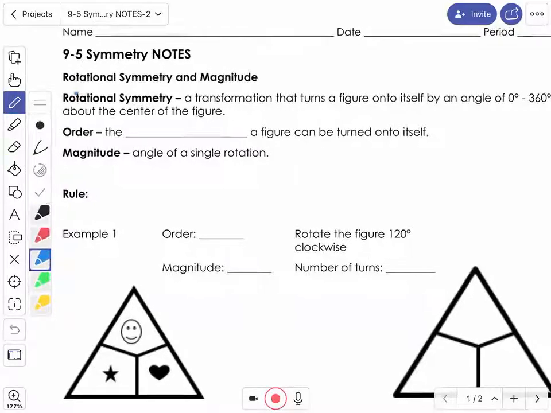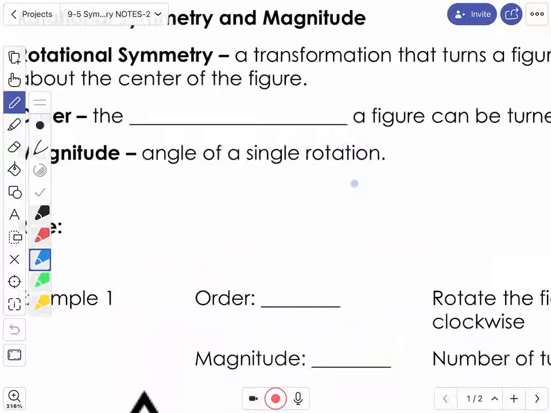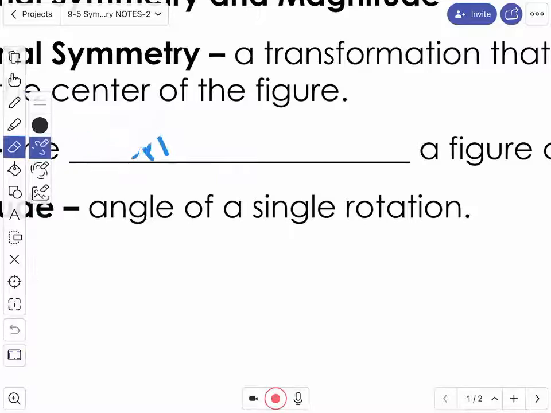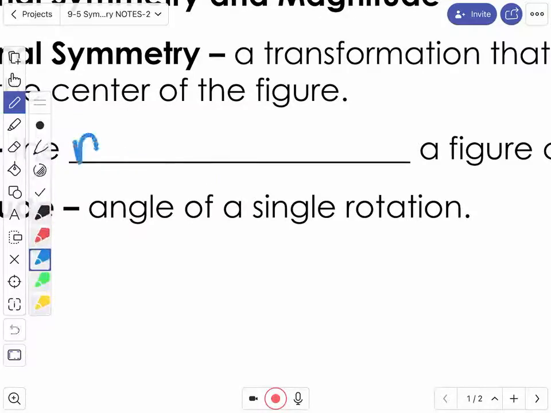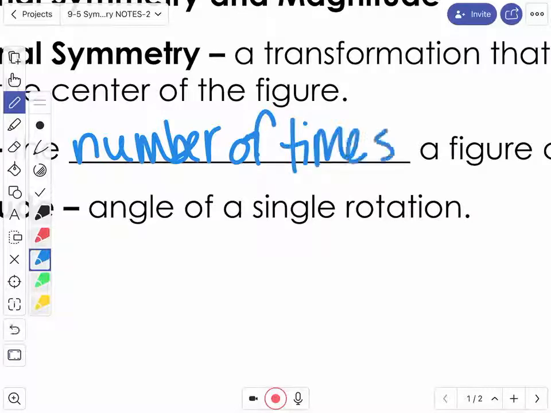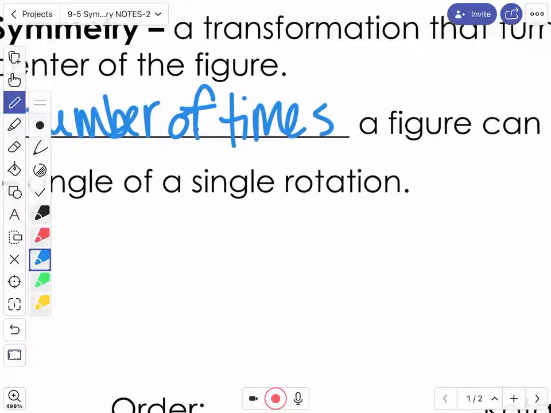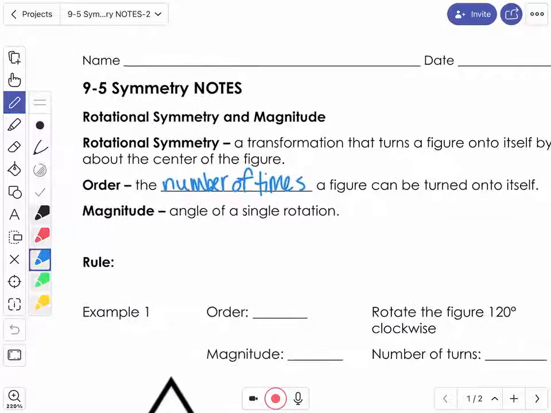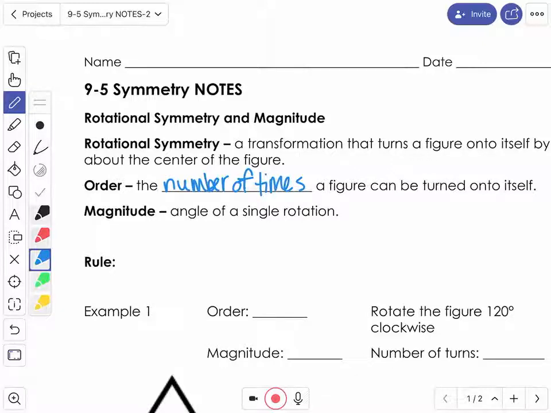So specifically with rotational symmetry, we have what's called the order, which is the number of times a figure can be turned onto itself. Now, with that order also comes magnitude. Specifically, magnitude is the angle of one of those single rotations of the figure.